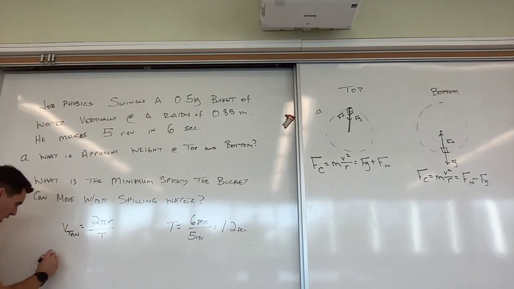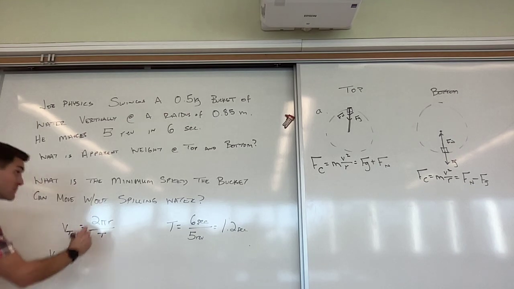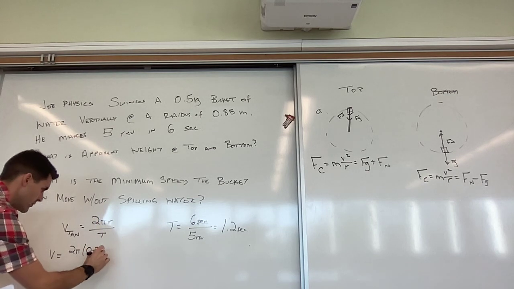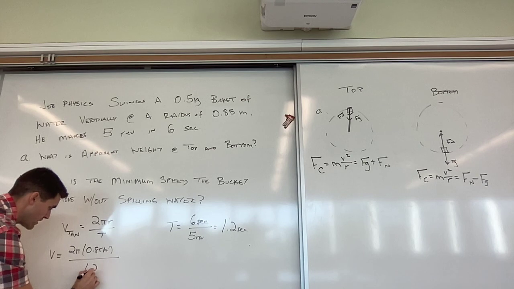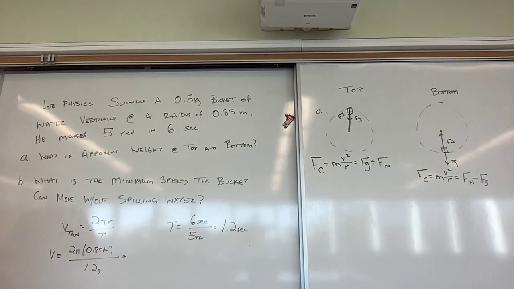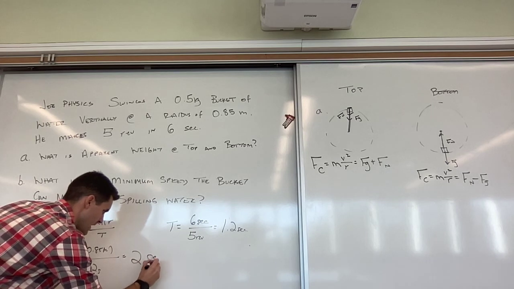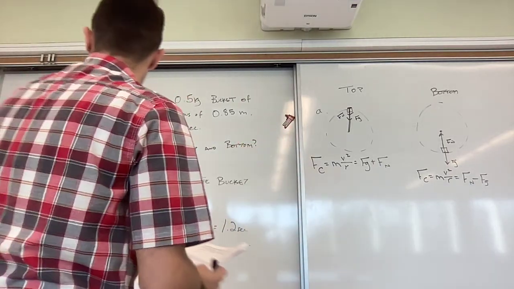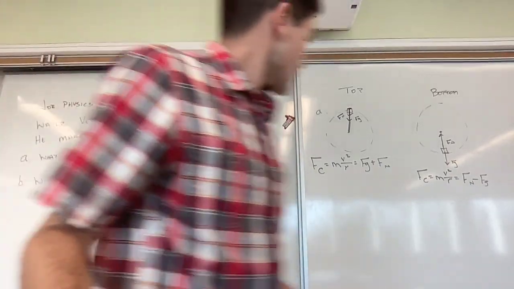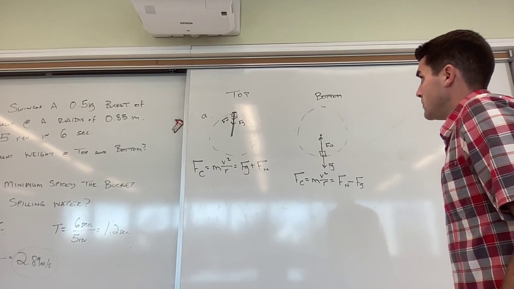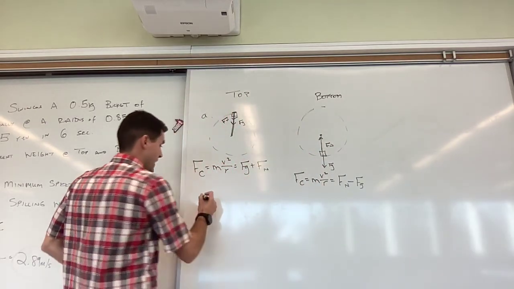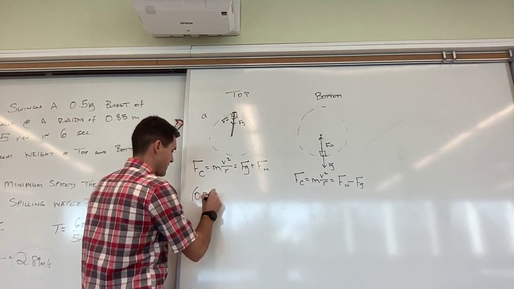I'll take that. I will plug that in over here, where 2 pi times my radius, which is 0.85 meters, divided by my 1.2 seconds, will tell me what my speed is. And my speed ends up being 2.89 meters per second in this circle. So with this value, I can now start solving my centripetal force equations. Okay? So here's what I got. Let's start with the top. I like the top better. Let's just start plugging some numbers in, okay? For my mass is 0.85.